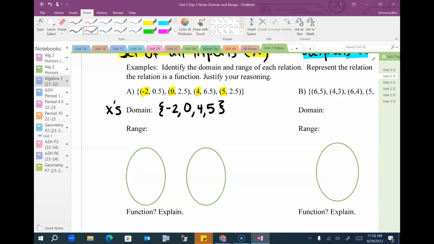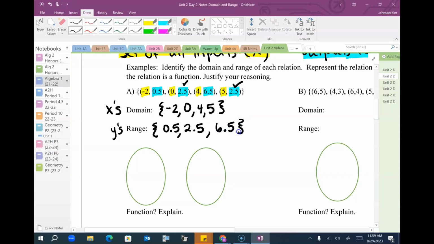I'll go ahead and start my range. My range would be my list of all of my y values. So I'm going to highlight the y's, and list those numbers in order from least to greatest. The smallest number is 0.5 and then 2.5. Notice 2.5 repeats itself here and here. We don't need to list that twice, so we just go right ahead to list out 6.5.